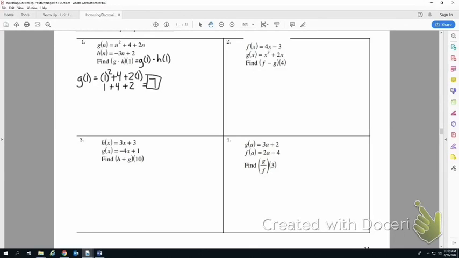I would then need to do h of 1. So I've got negative 3 times 1 plus 2. That's going to give me negative 3 plus 2, which is negative 1. And 7 times negative 1 is what? Negative 7.